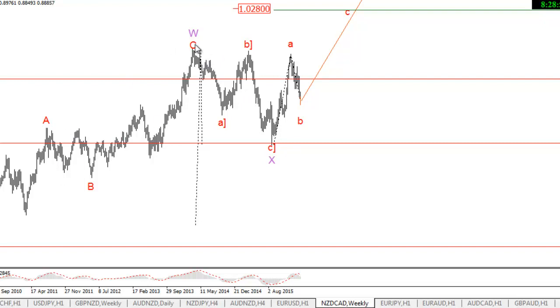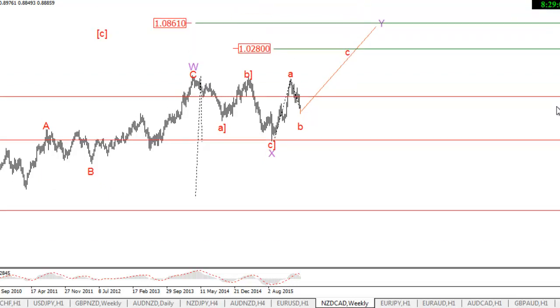A, B, C, this is W, this is X, and then we are having another ABC, which is projected to end at 1.0861, taking the 100% of this from here. I have 0.8610, but in the meantime, we can have a movement up to this zone. So what price is telling us here is that it's in a corrective state, but the correction is in the upward move, and there's no clear indication here that the correction is over.